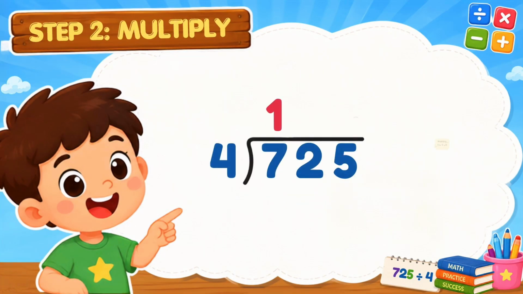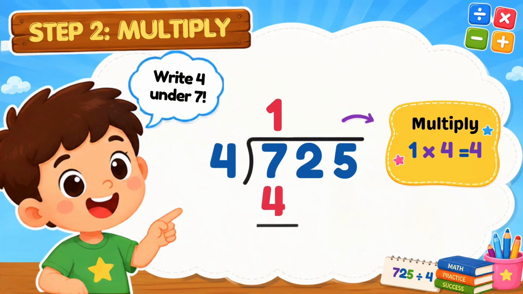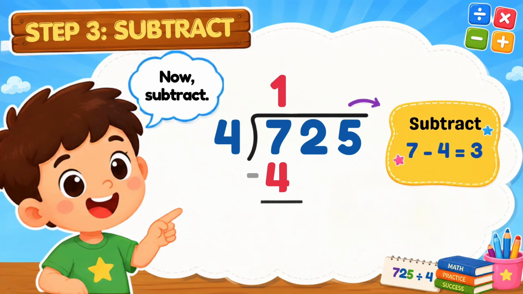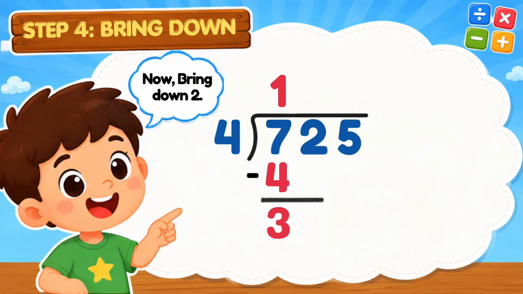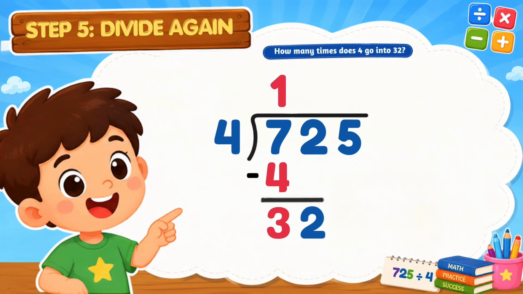Step 2. Multiply. Now multiply. 1 times 4 equals 4. Write 4 under the 7. Step 3. Subtract. 7 minus 4 equals 3. Write 3 underneath. Step 4. Bring down. Bring down the next digit, 2. Now we have 32. Repeat the steps.